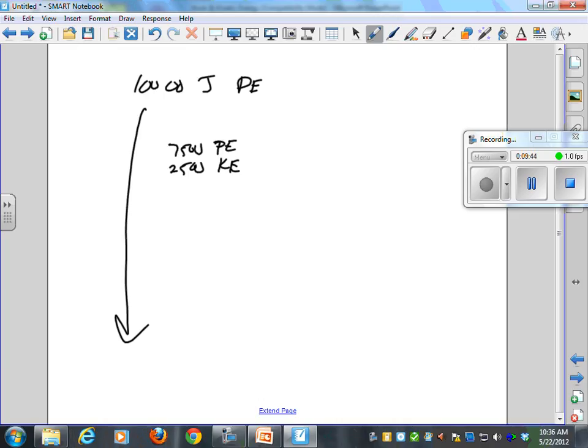But the total energy must always be 10,000 joules. Now, is that entirely true? Is she going to have exactly 10,000 joules of kinetic energy at the bottom? No, because she is going to lose some energy due to heat. Okay? And that is exactly how I figured it out.